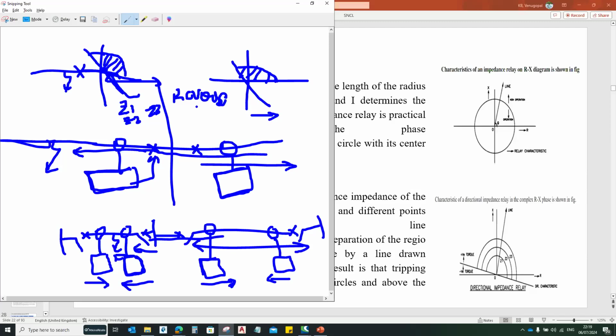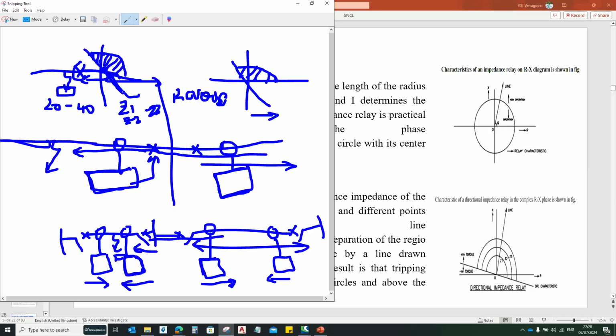For this reverse looking zone, I have a settable value, which will be considered as some 20 to 40% of the shortest other feeder which is connected to this bus bar. Suppose this relay is available here, but unfortunately this relay is not operated. You need some backup, right? Otherwise, the fault current may extend to this one as well and damage the system. So zone 1, zone 2, zone 3 and a reverse zone will be there.